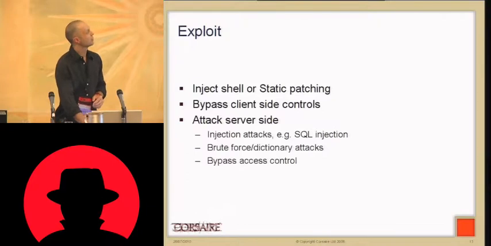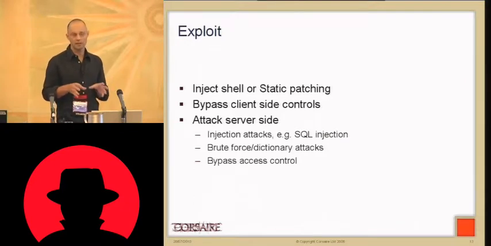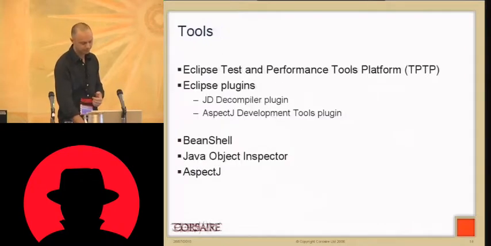The exploitation, as I said, is going to be injecting a shell and then at runtime trying to patch the application. Another technique is static patching. If you want to override a method permanently, you can also do that. Both of those will be bypassing the client-side controls. Finally, once we're inside the app, we can then use the comms layer that's there to try and attack the server side. So we're free of the restrictions of input validation and so on, and we can try brute force attacks, injection attacks, and so on, on the server side.